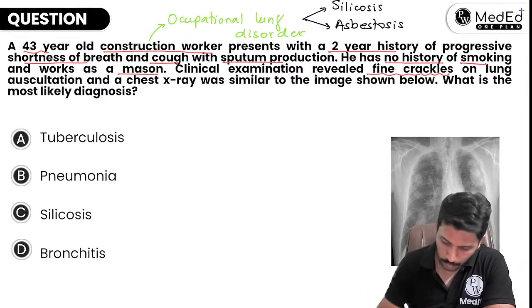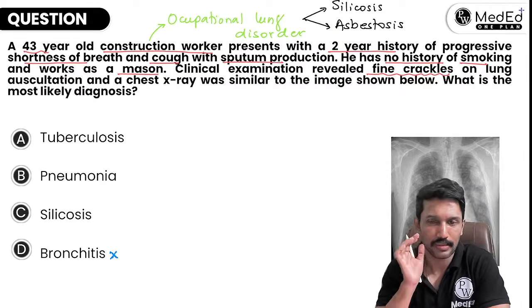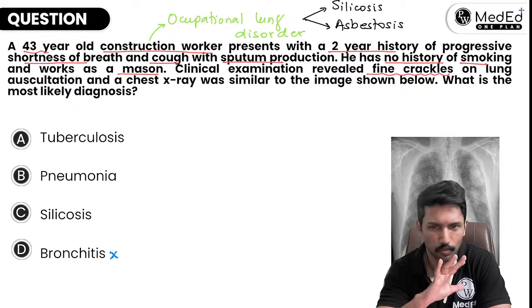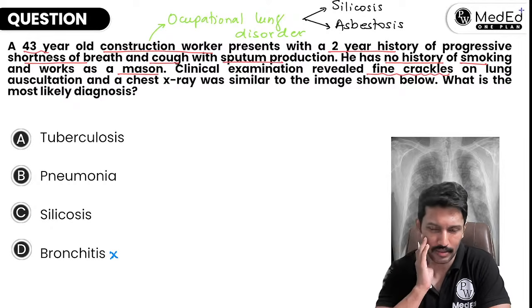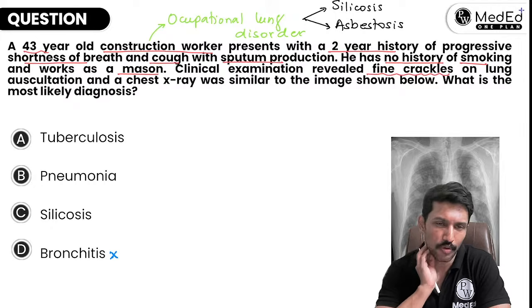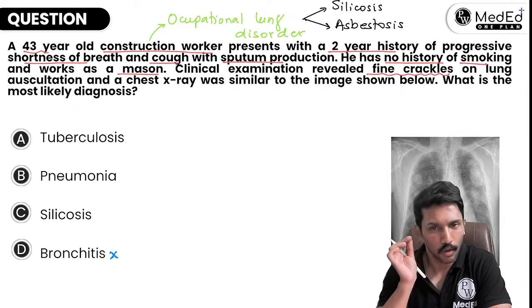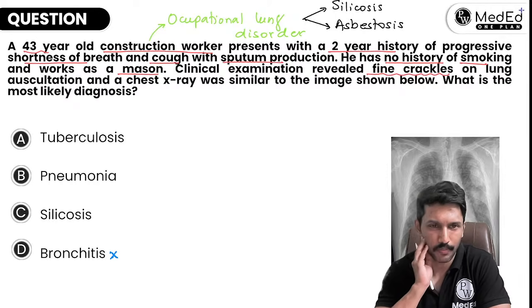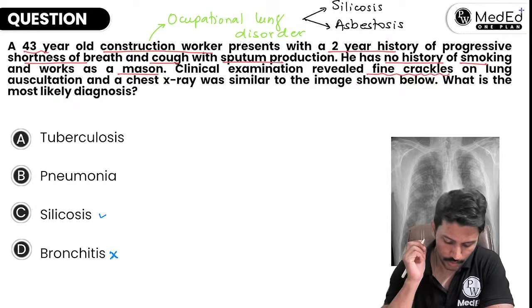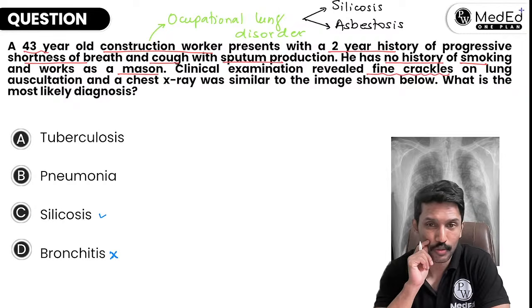Now, let's look at it. Bronchitis does not show up with any changes on the X-ray. There may be some increased bronchovascular markings, but not specific. So bronchitis cannot be diagnosed on the X-ray. It's a clinical diagnosis supported by the presence of obstruction on the PFT. Silicosis can be diagnosed on the X-ray. Pneumonia can be diagnosed on the X-ray.